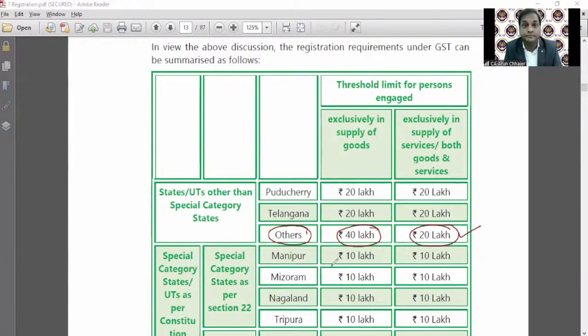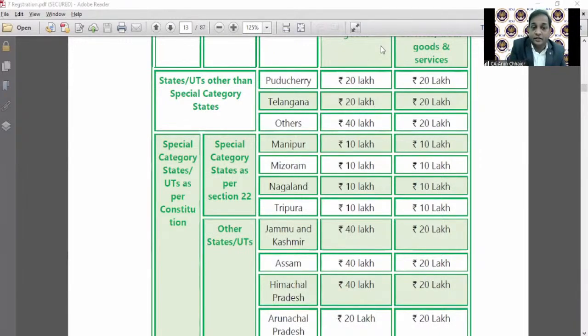Point number 1. Point number 2, if I am in a special category state, which is for the purpose of section 22, the limit would be 10 lakh rupees in both the cases. Whether I am exclusively in the goods or only services or goods and services, limit would remain 10 lakh rupees. 2 points I have clarified. Now coming to the third point.